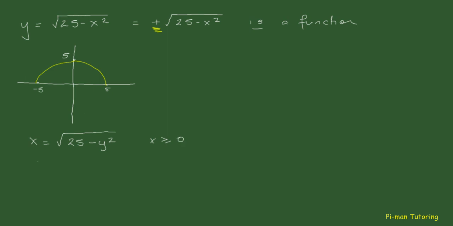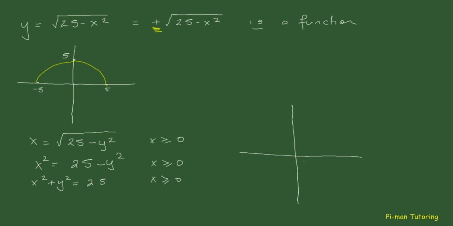So let's rearrange this equation. We can square both sides. x squared is equal to 25 minus y squared. Still remembering that we have the limitation that x is greater than 0. And finally, we can write x squared plus y squared is equal to 25 with x greater than or equal to 0. So what we have is the equation of a circle of radius 5, but with a restriction on the x values.